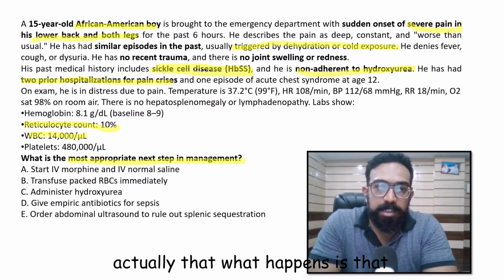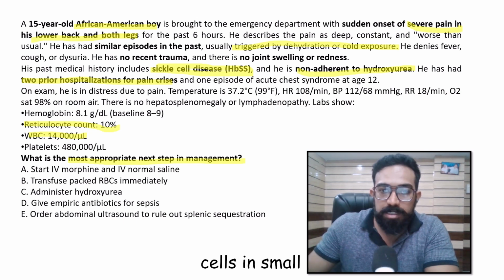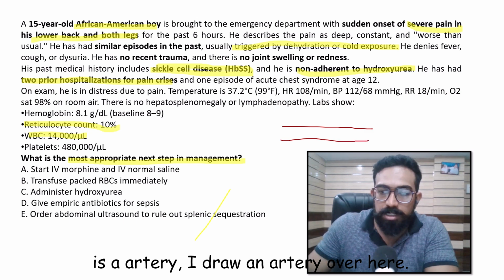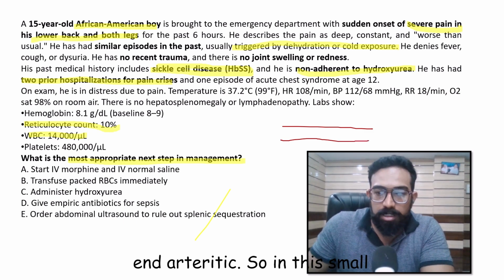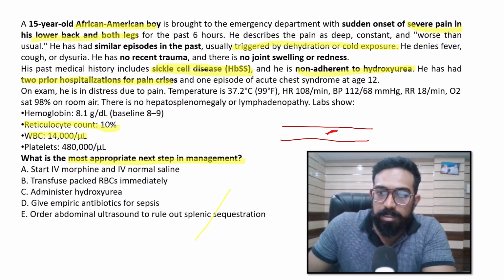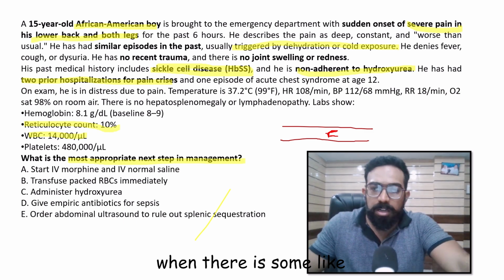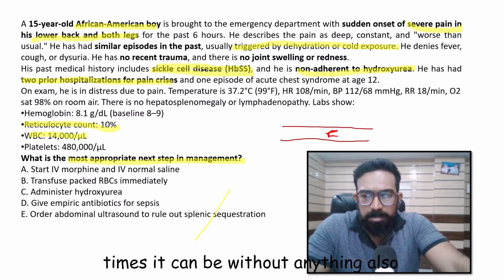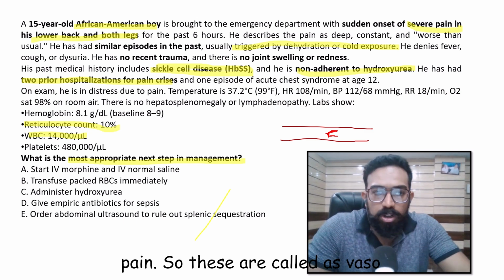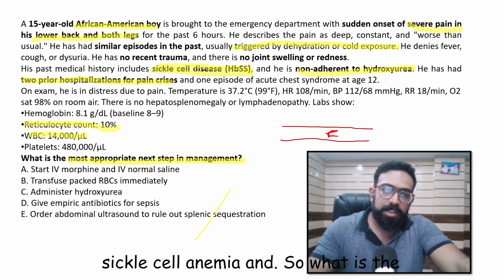It's quite simple actually. Patients who have sickle cell anemia, their red blood cells in small vessels, if this is an artery, I draw an artery over here, this is a small capillary, small end artery. In the small vessels, these red blood cells sickle, that is they clump with one another. These sickling episodes are more when there is dehydration or some stress. Many times it can also happen without anything, just randomly the red blood cells sickle. This causes a lot of pain. These are called vaso-occlusive pain crises, and these episodes keep happening in patients who have sickle cell anemia.